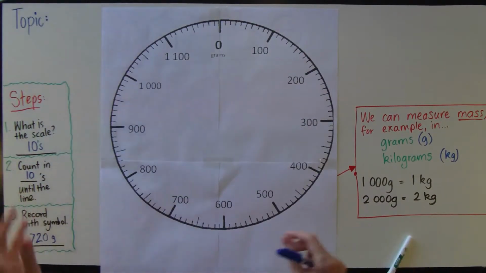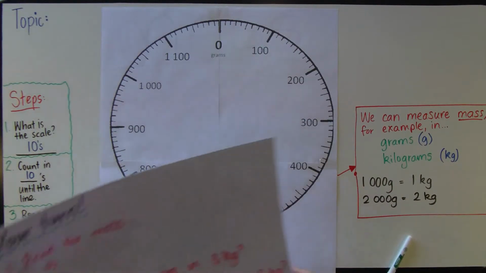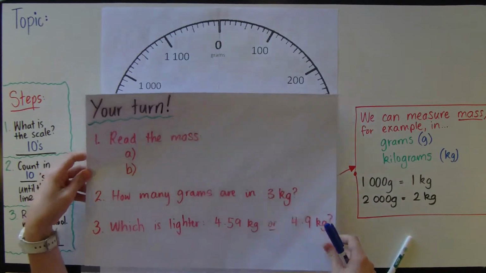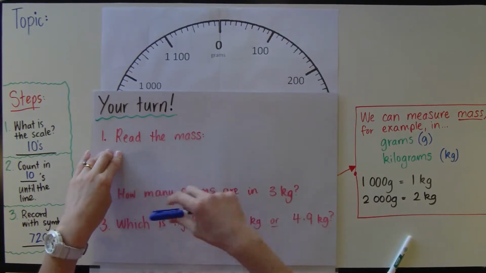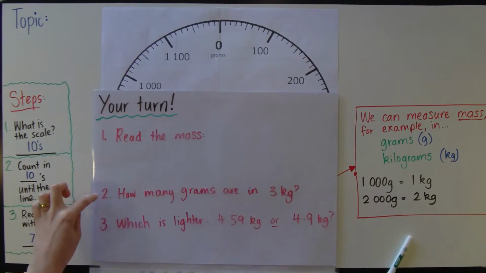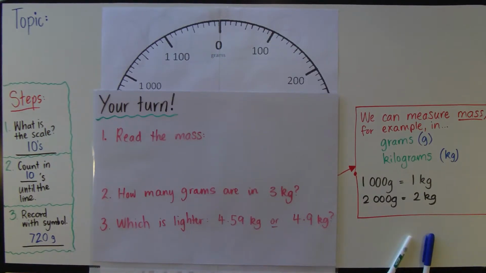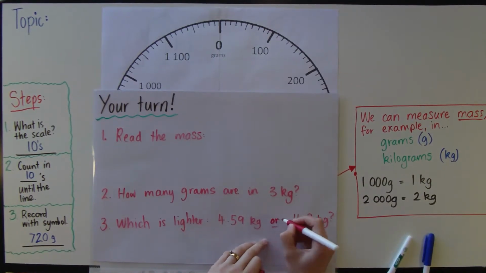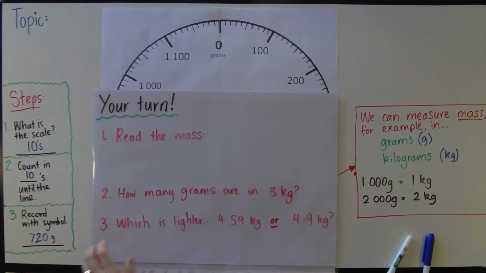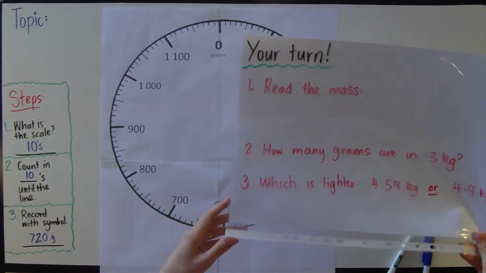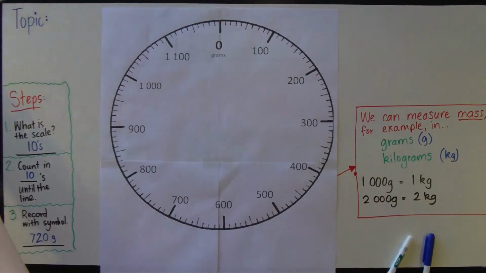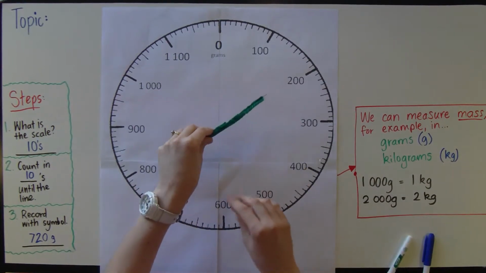So now you're going to have a turn. It's your turn. Here we're going to have a few questions on reading the mass on the scales, and then question 2 will be how many grams are in 3 kilograms, and which is lighter, 4.59 kilograms or 4.9 kilograms. Alright, so have a go now at reading the following masses.